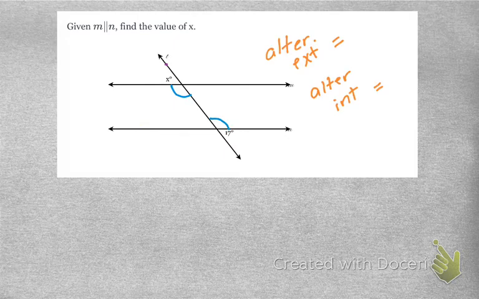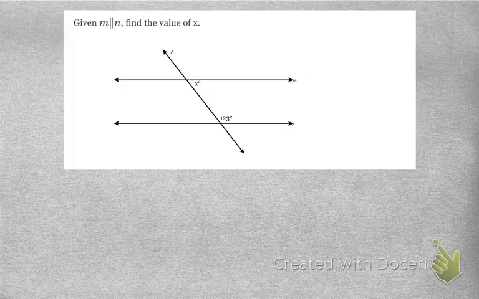Alternating interior angles are equal. And if I wanted to know who was alternating interior to that one, it would be that one. Alternating interior angles are congruent or equal to each other, just like the alternating exterior angles are congruent. All right, let's move to the next.